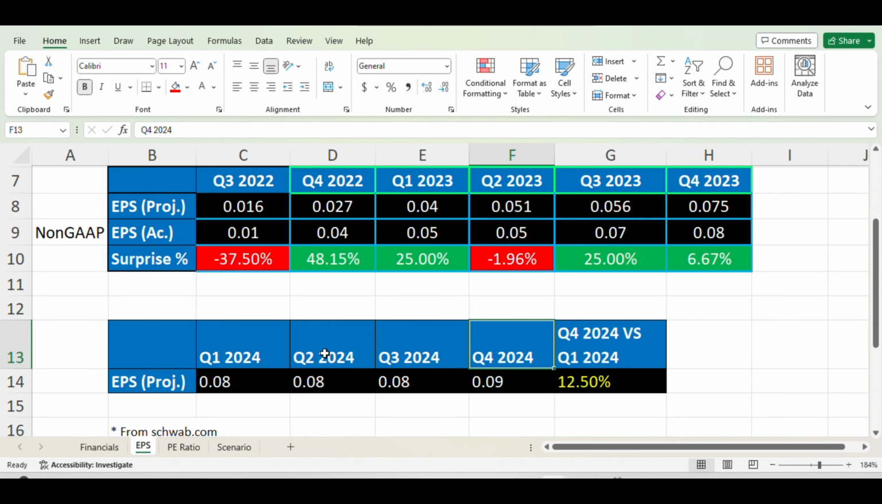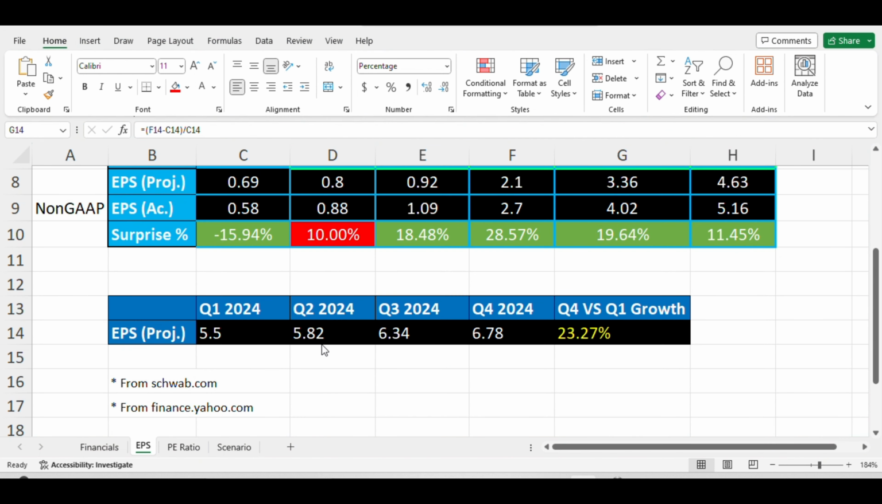Talking about the EPS, we saw that for Palantir, this quarter versus Q4 2024, we're expecting 12.5% increase. Now let's take a look at Nvidia. And for Nvidia, Q1 versus Q4 2024, we're expecting 23% increase, almost double than Palantir.